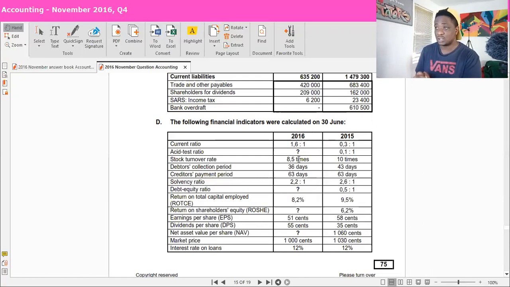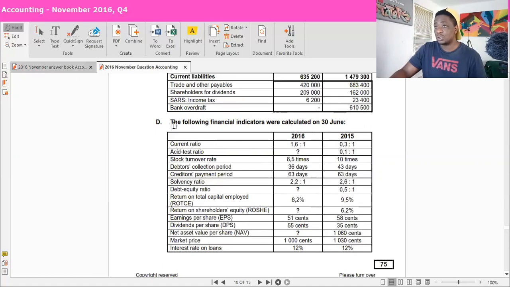And then the debtors collection period went from 43 days to 36 days. That shows that you're collecting money way faster than you did in the previous year. So that's a positive. We can quote that one as well. And then creditors payment period, you can see it remained the same, so it doesn't show any improvement. So it's clear that you're going to quote current ratio, acid test ratio, and debtors collection period.